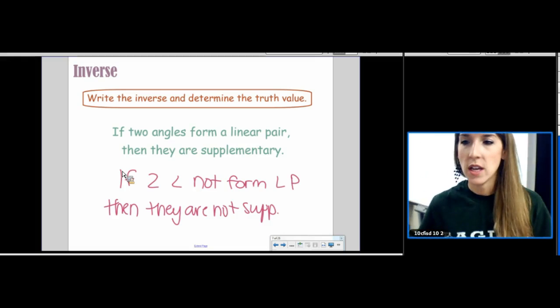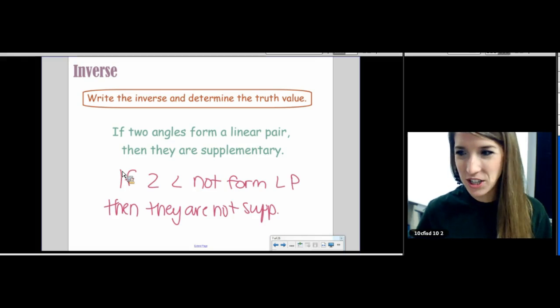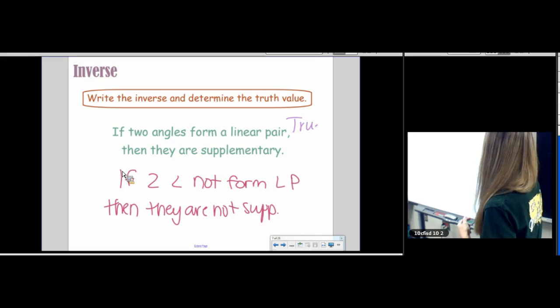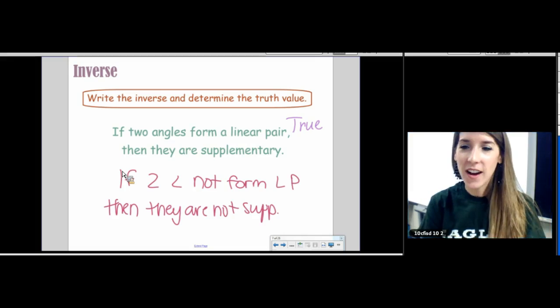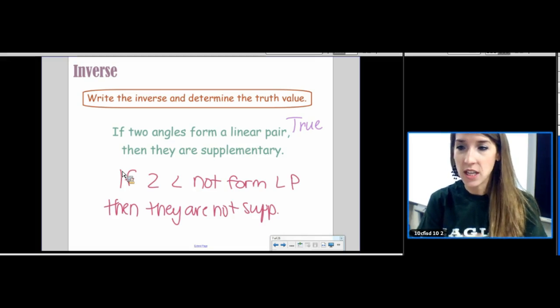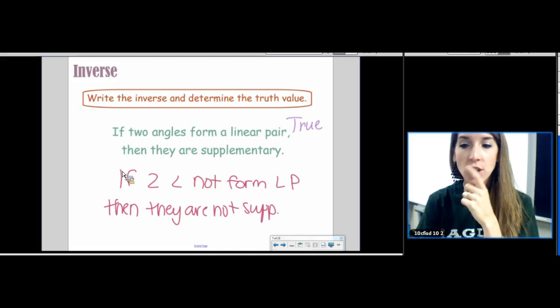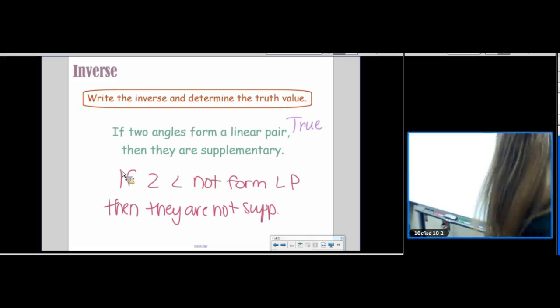The original. If two angles form a linear pair, then they are supplementary. True or false? Everyone type. The original. True. That is actually called the linear pair theorem. All right, now the inverse. If two angles do not form a linear pair, then they're not supplementary. True or false? These not ones are hard. Good, it's false.